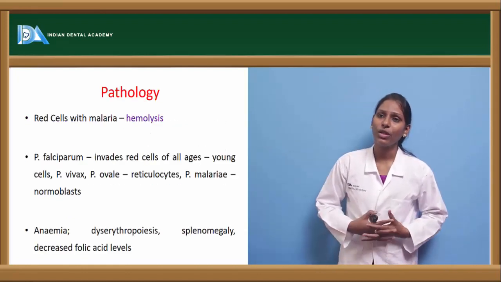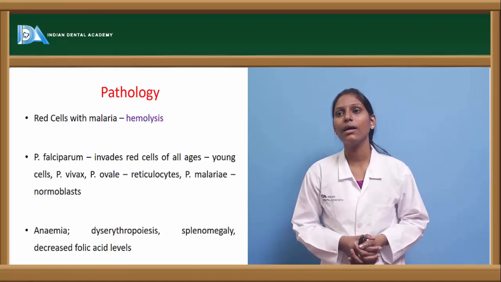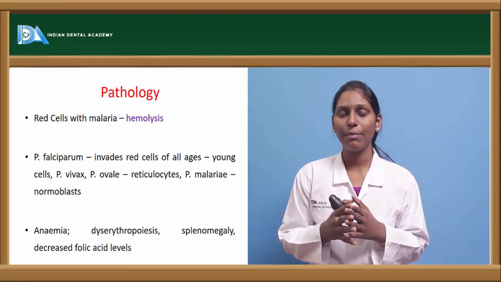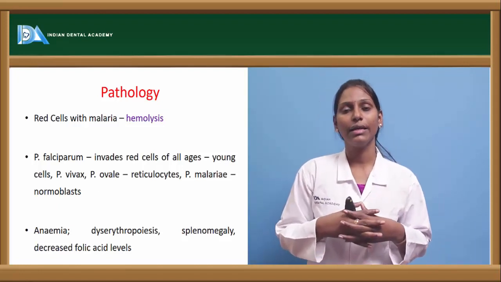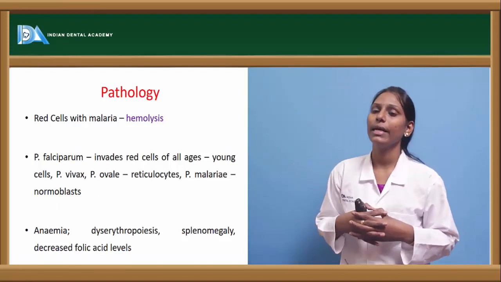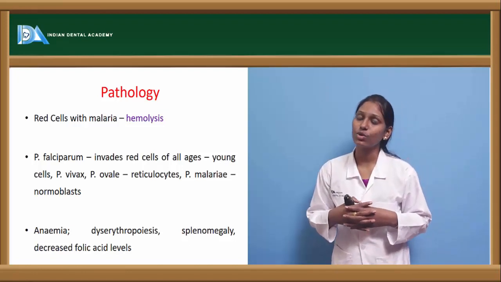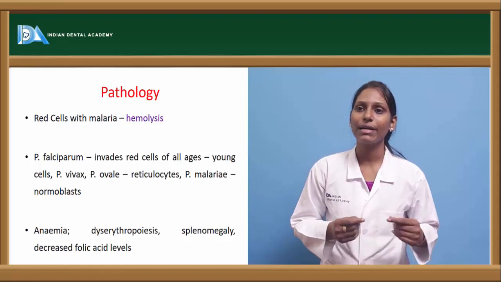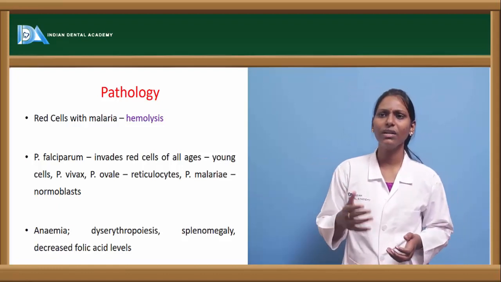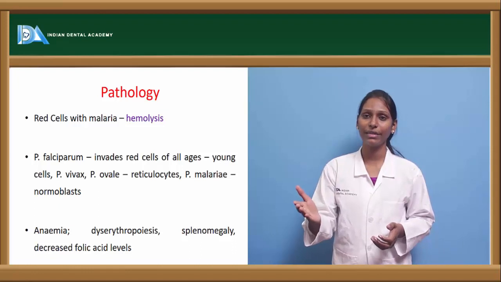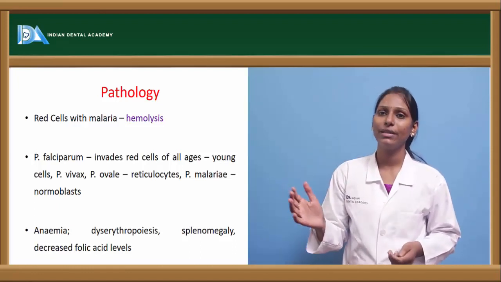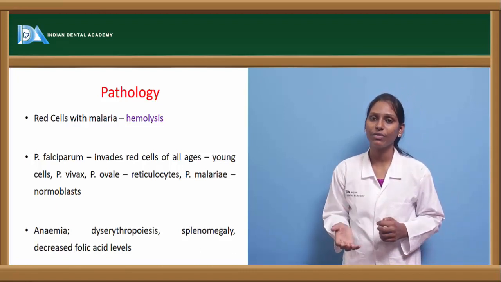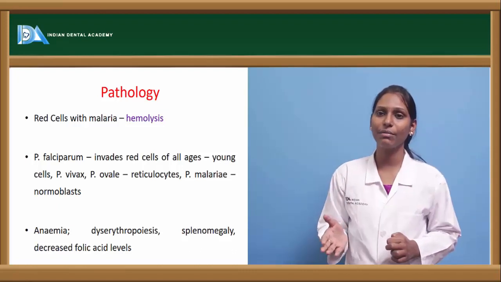Normally, in the pathology, whenever red cells are involved in malaria, there is excessive hemolysis, that is, breakdown of the RBCs. Plasmodium falciparum invades red cells of all ages, especially young cells. Plasmodium vivax and Plasmodium ovale affect the reticulocytes, and Plasmodium malariae the normoblasts. In pathology, there will be anemia because of this hemolysis. Hemolytic anemia can be seen in these cases.